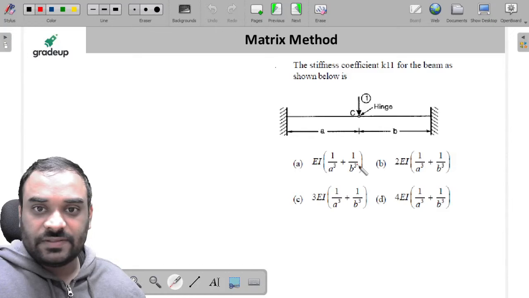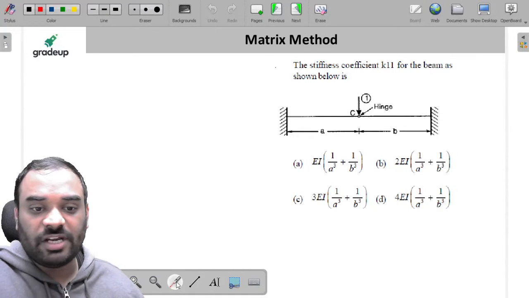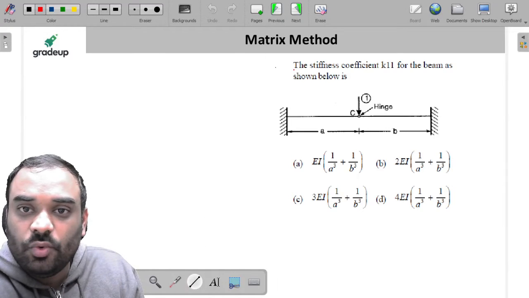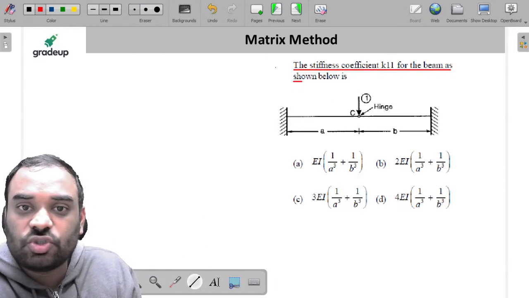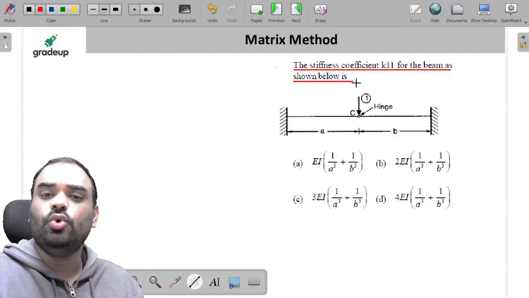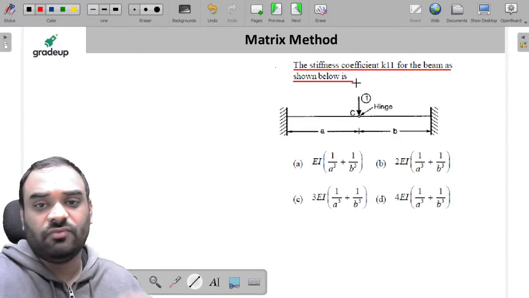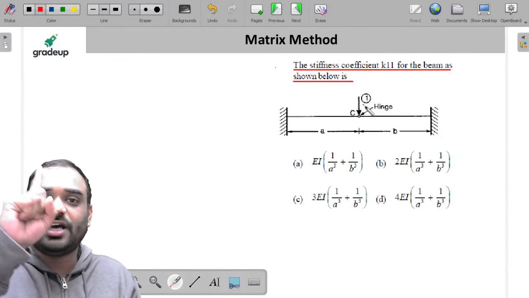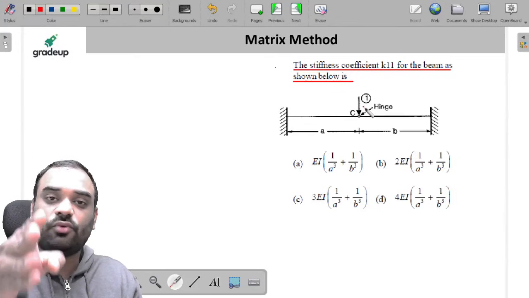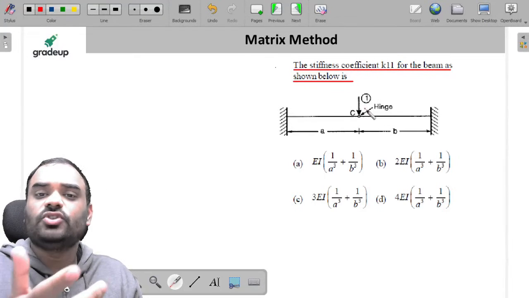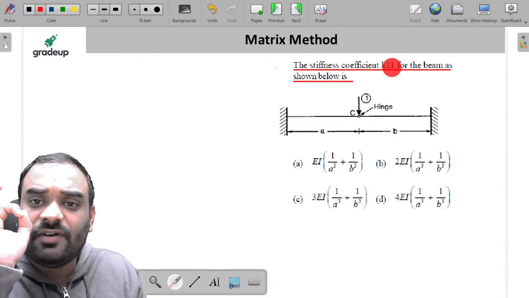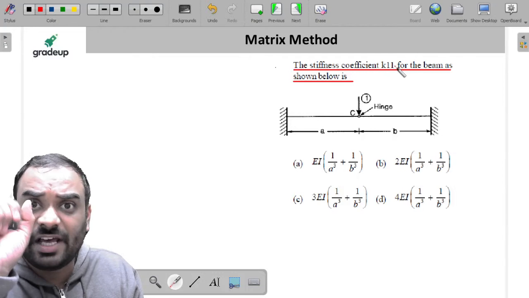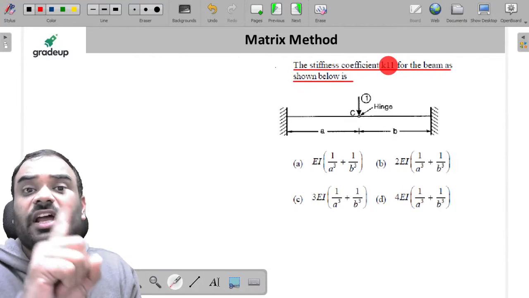Okay guys, this is the next problem in front of you. The stiffness coefficient K11 for the beam as shown below is. So we have to find K11. This is the only direction given to us, direction 1, and we have to find the K11 element. As per K11, you give unit displacement in direction 1 and find the force in direction 1 only.